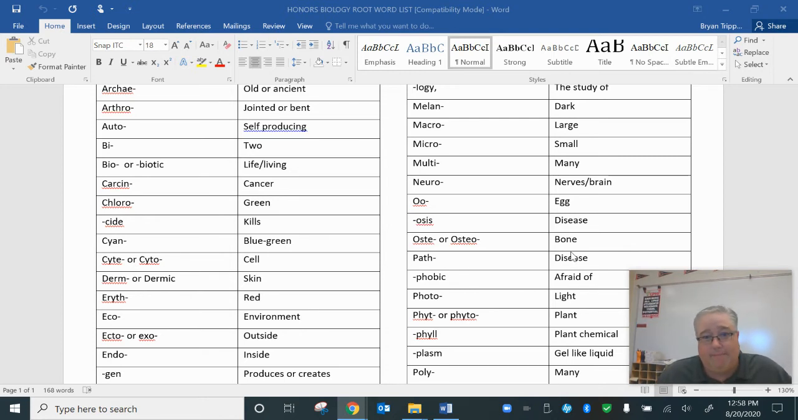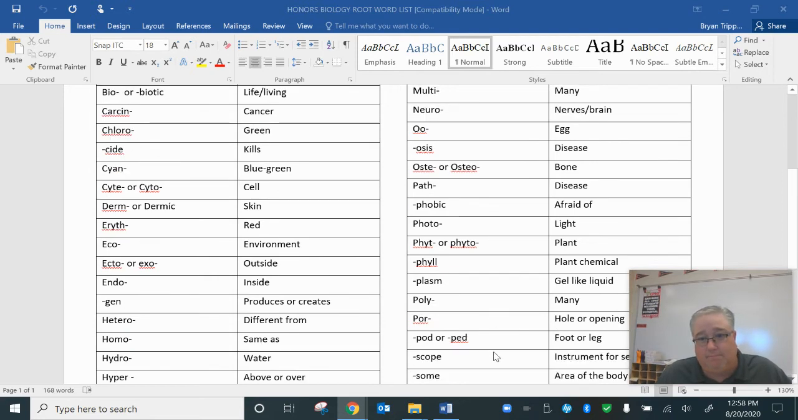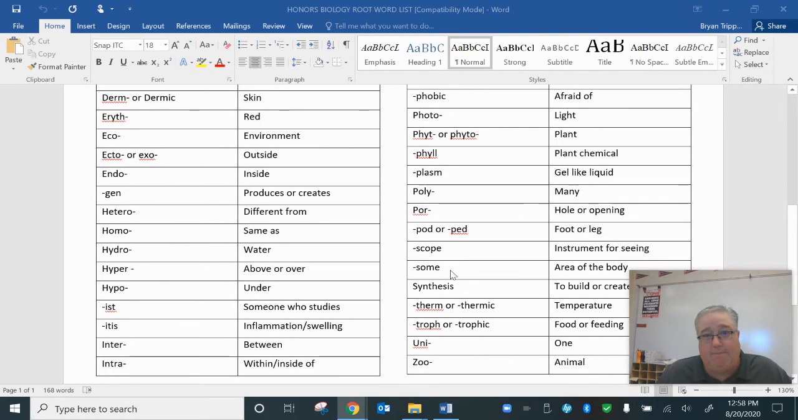Okay. And we've also got that other word part, por, P-O-R, which is also on this sheet here. It means hole or opening. So we've got these three roots. Again, you can kind of see if I raise up a bit. Osteo, which means bone. Por, which means hole or opening. And then osis, which means disease.